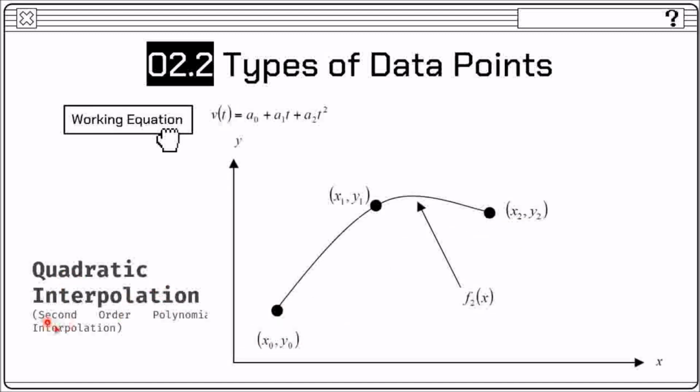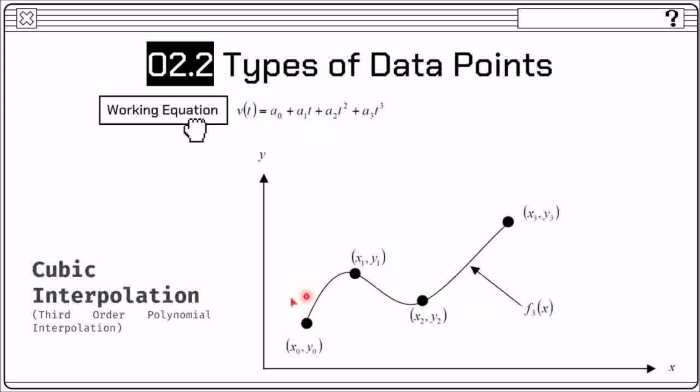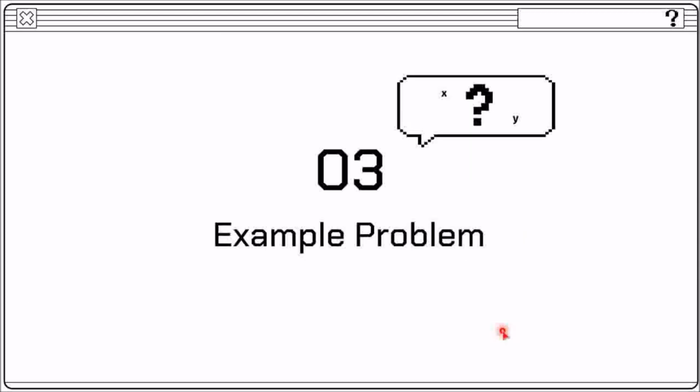Next is the quadratic interpolation or the second order polynomial interpolation, where this is our working equation up here. And as you can see in the graph, we are using 3 points. Next is cubic interpolation or the third order polynomial interpolation with the working equation as given above. And as you can see, we are having 4 data points.